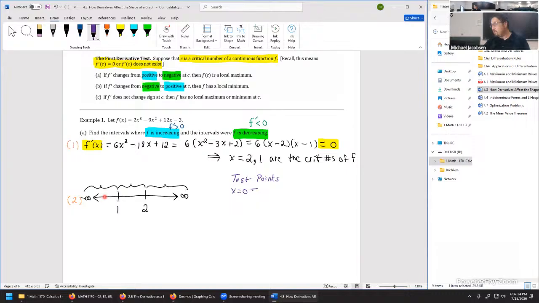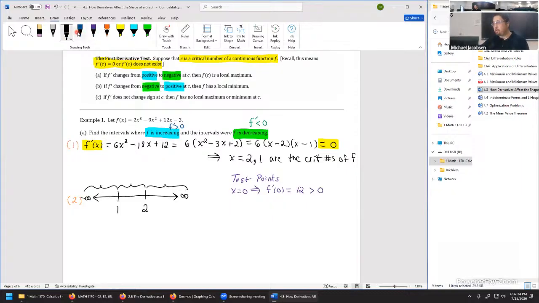If x is 0, then that will imply plug it inside f prime at x. You can plug it right here. This is probably the best spot to put it in. You would get 0 minus 0 plus 12. So f prime at 0 is 12, which is positive.